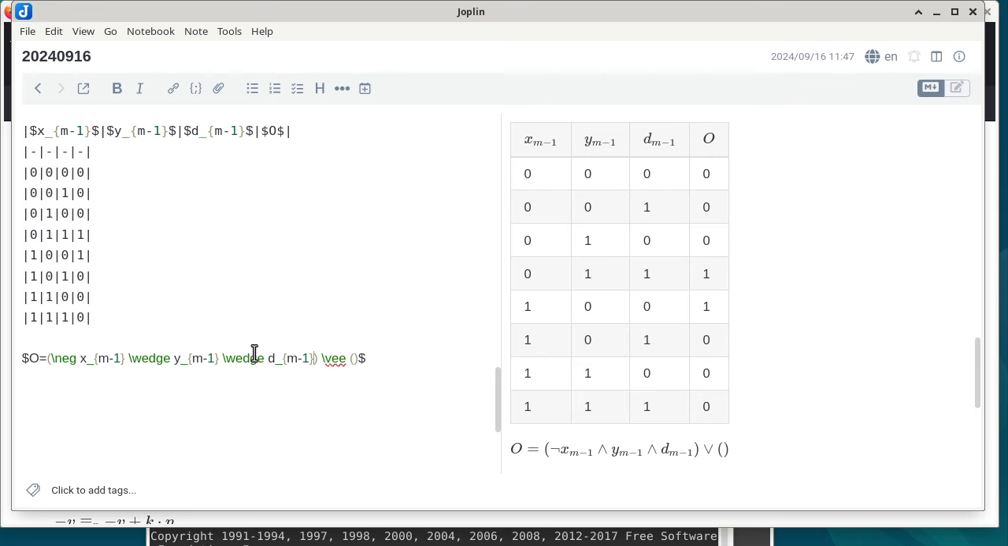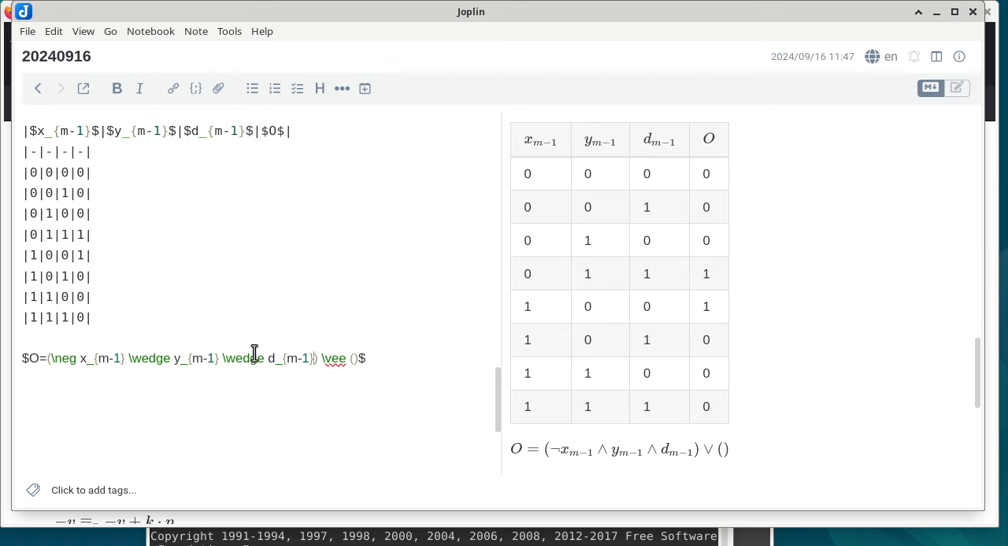Do we end up with this one on the fourth row of the truth table? The negation of x of m minus 1 will turn this 0 into a 1. It is ANDed with this 1 here, because that is y of m minus 1, and that will also be ANDed with this 1 here, which is d of m minus 1. So we do end up with 1 and 1 and 1, and no matter what we OR that with, we always end up with a 1. Is that okay?